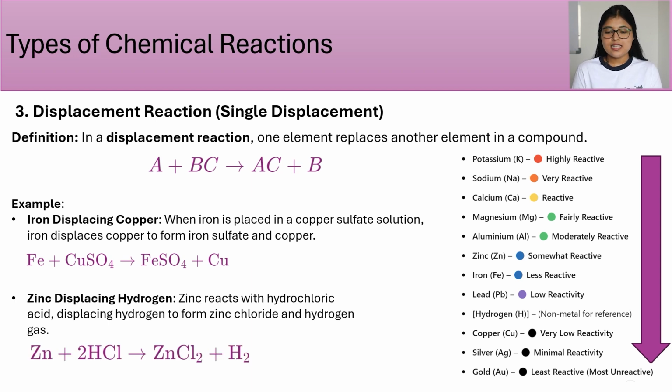Another example is zinc displacing hydrogen. When zinc reacts with hydrochloric acid, it displaces hydrogen to form zinc chloride and hydrogen gas. Again, here on the reactivity series, we can see that zinc is higher than hydrogen. So, zinc is going to displace hydrogen.